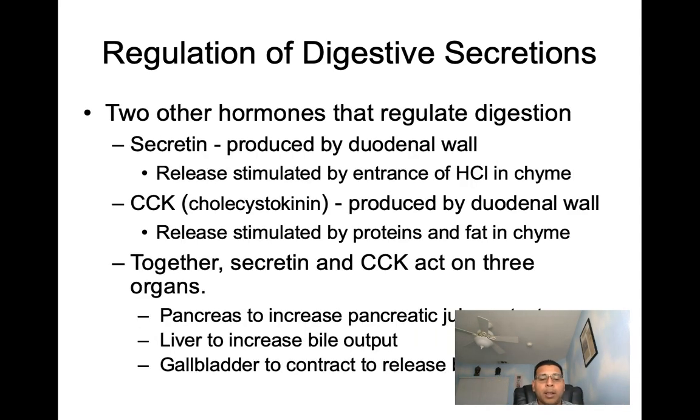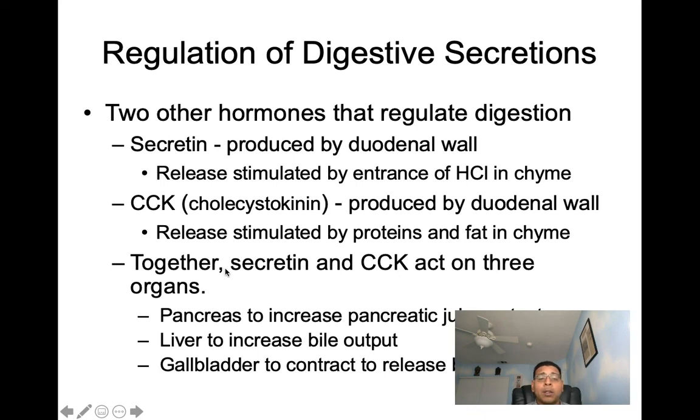Next two hormones that I would like you to know about are going to be secretin and CCK. Secretin and CCK are going to regulate digestion. Secretin is going to be produced by our duodenal walls, and its release is stimulated by the entrance of hydrochloric acid in chyme. Next then is CCK, cholecystokinin. It's also produced by the duodenal walls, and its release is stimulated by proteins and by fat found in chyme.